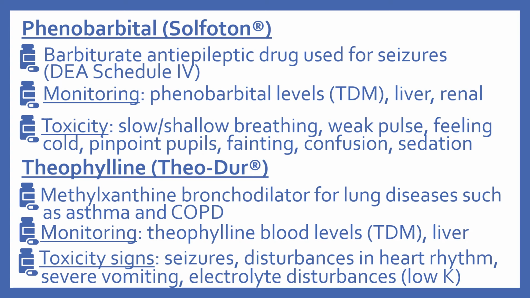Next is theophylline. Brand name is Theo-24. This is a methylxanthine bronchodilator for lung diseases such as asthma and COPD. Monitoring for toxicity includes theophylline blood levels with the therapeutic drug monitoring, and also liver function. Toxicity signs include seizures, disturbances in heart rhythm, severe vomiting, and electrolyte disturbances, namely low potassium, which is known as hypokalemia.